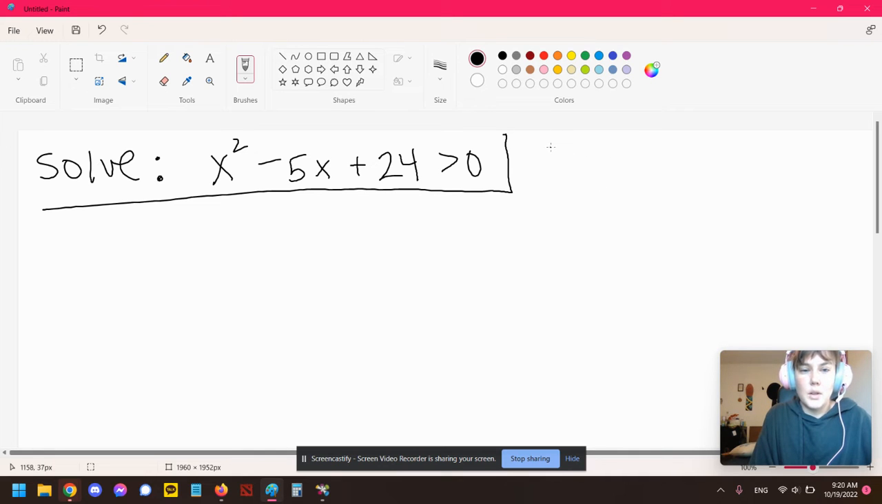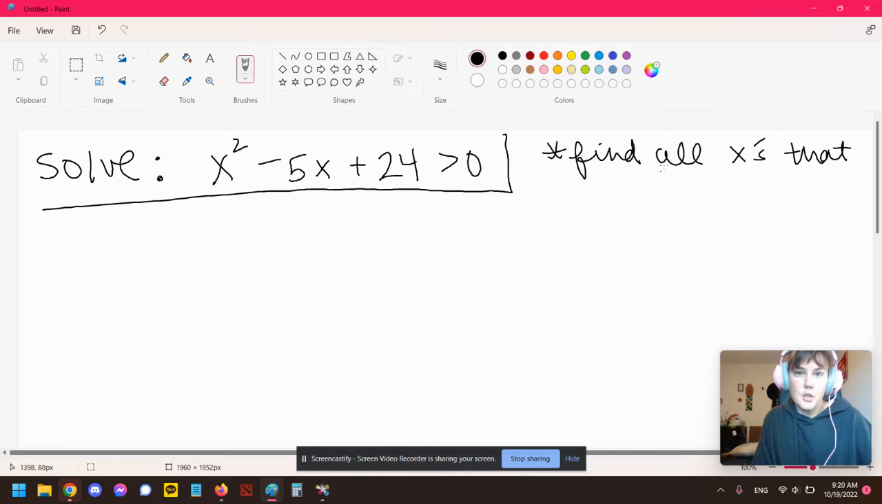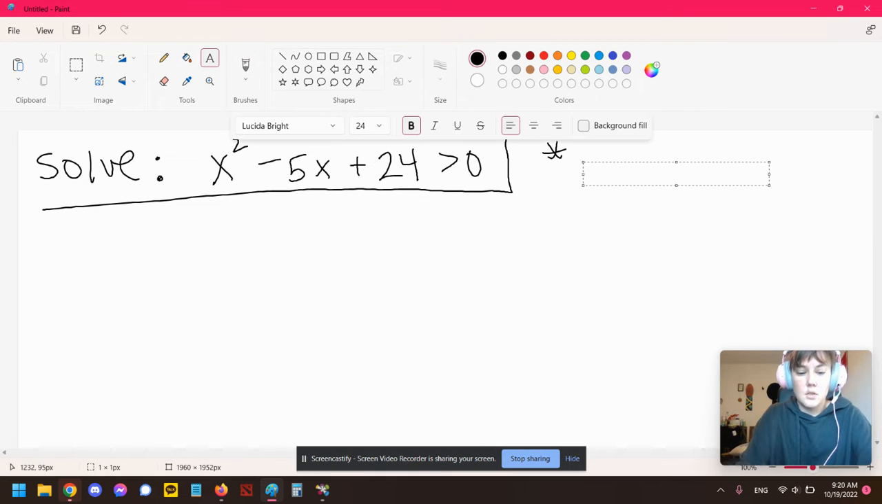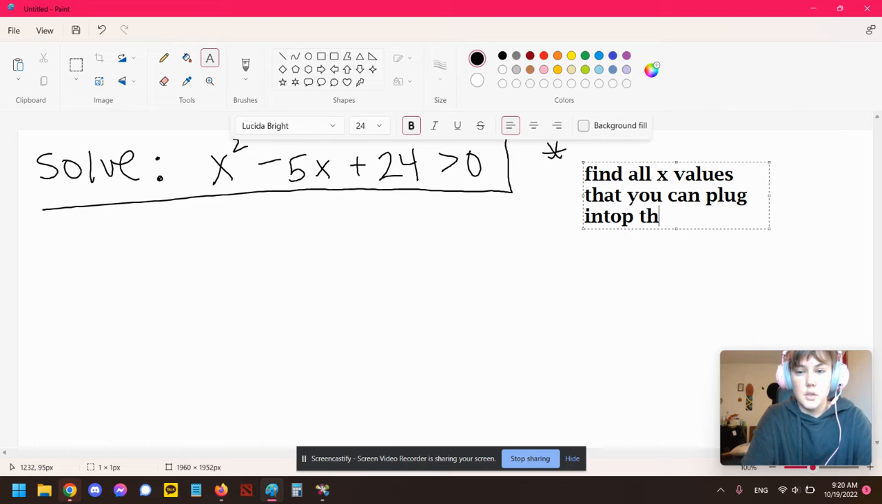But first, I want to talk about what does it even mean to solve these. Whenever we say solve an equation, we mean find all x's that you could plug into this equation that would make it true. Let me actually just type this. The solution means find all x values that you can plug into the equation. It makes the equation true.